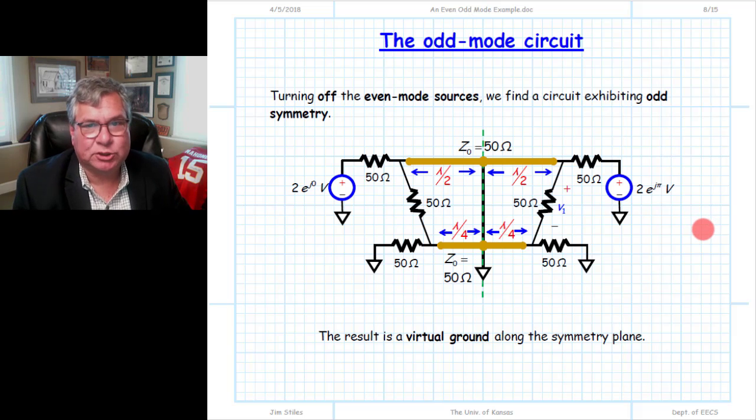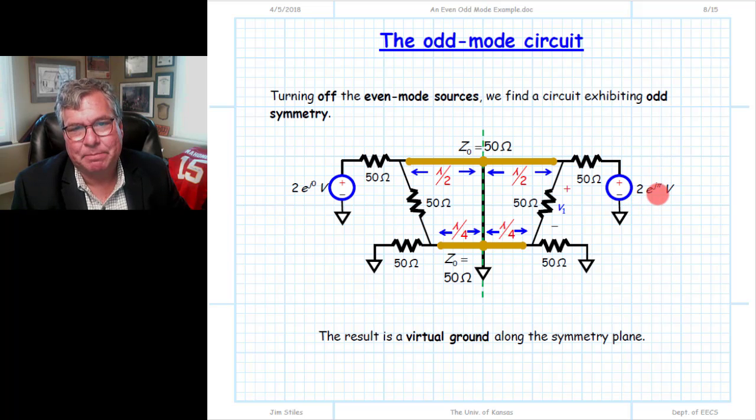For the other half of the superposition, then, we turn off our even mode sources, set them to 0, and we turn back on our odd mode sources. So here's one odd mode source, a value of 2. Here is the other odd mode source. On the other side, notice it had the value of -2, 2 times e to the j pi, a phase shift of 180 degrees with respect to the source on the left.